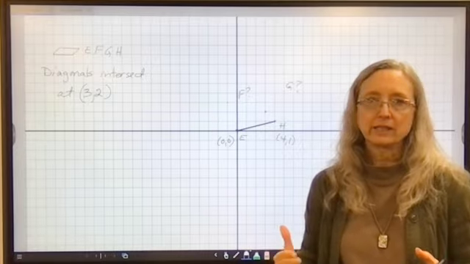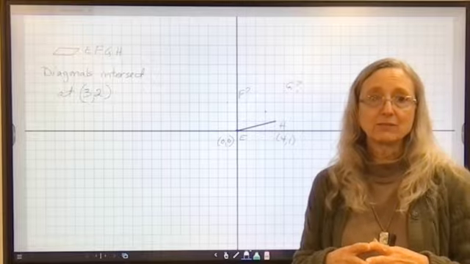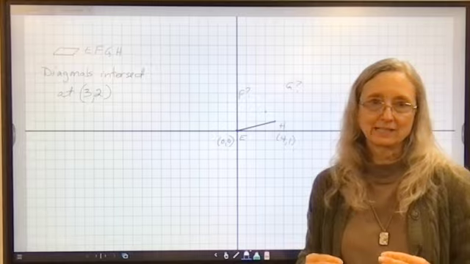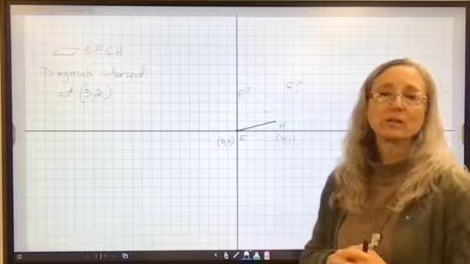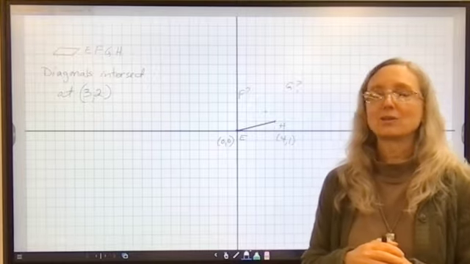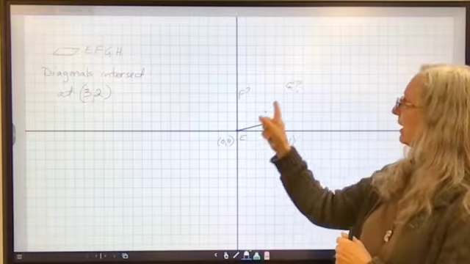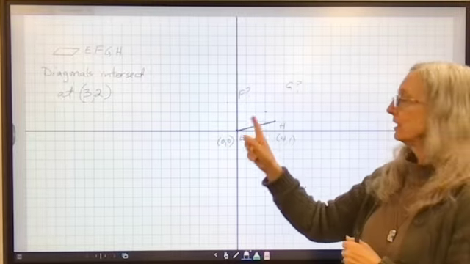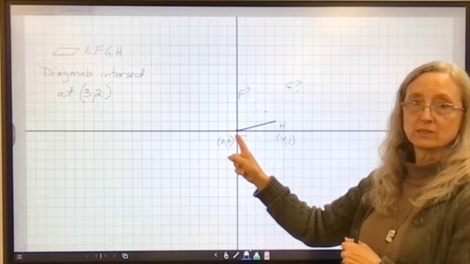In order to find them, remember that the diagonals of a parallelogram bisect each other. That means that point 3, 2 is going to be the midpoint. So I need, if I start here and I want to go over here to G, one end point is 0, 0.